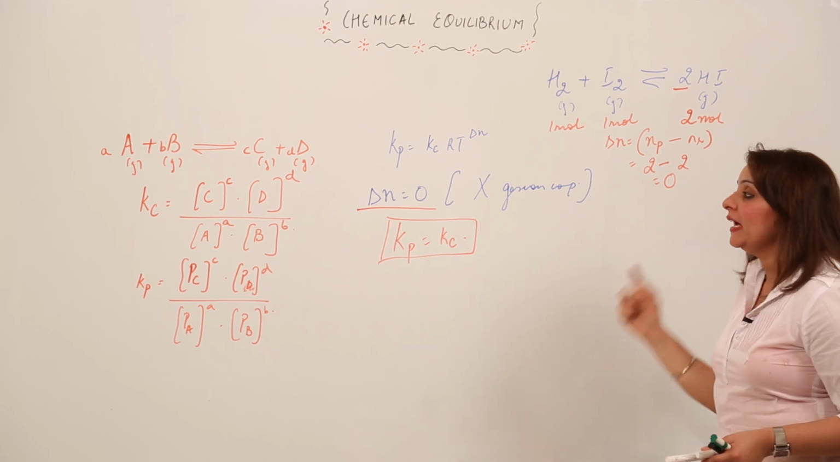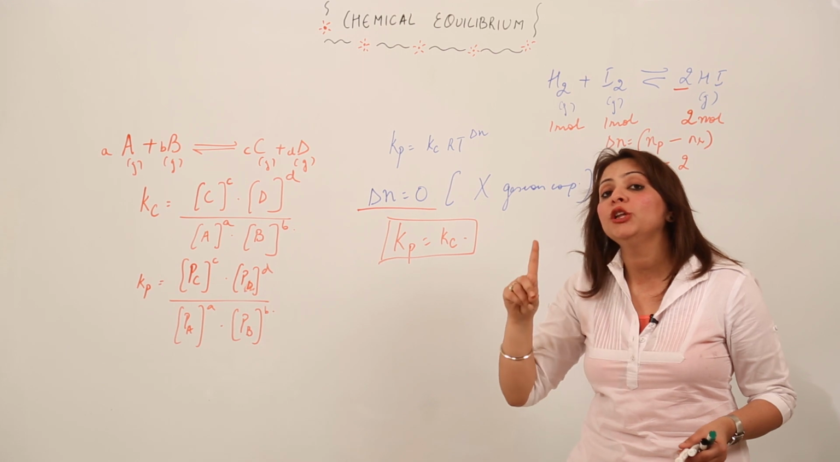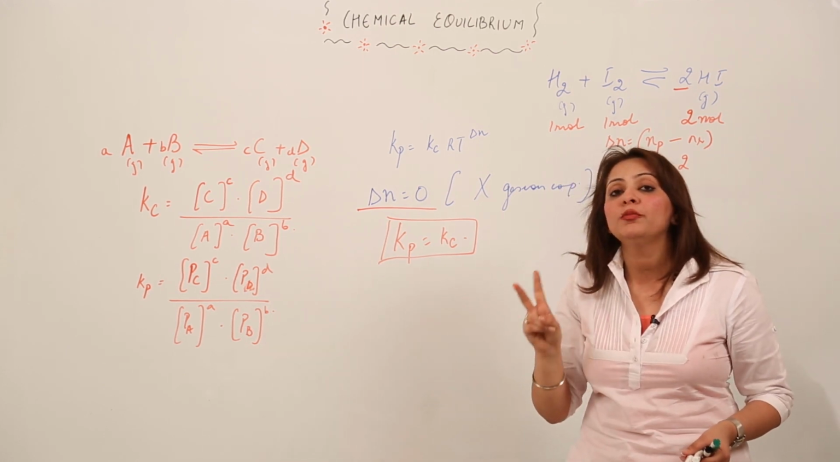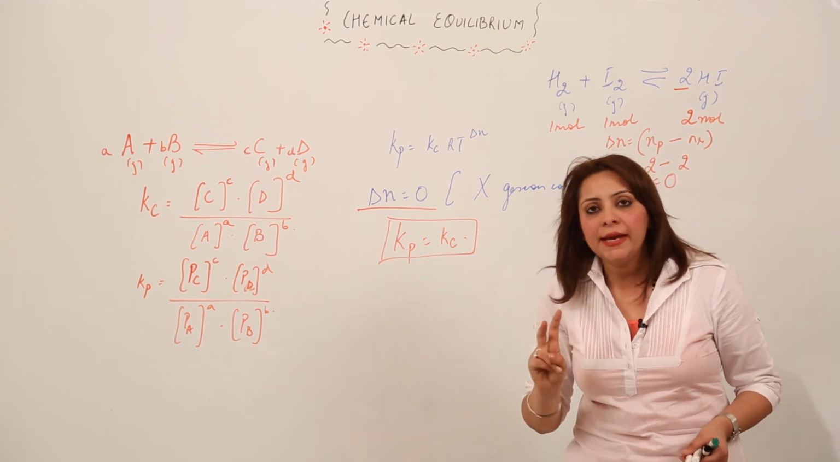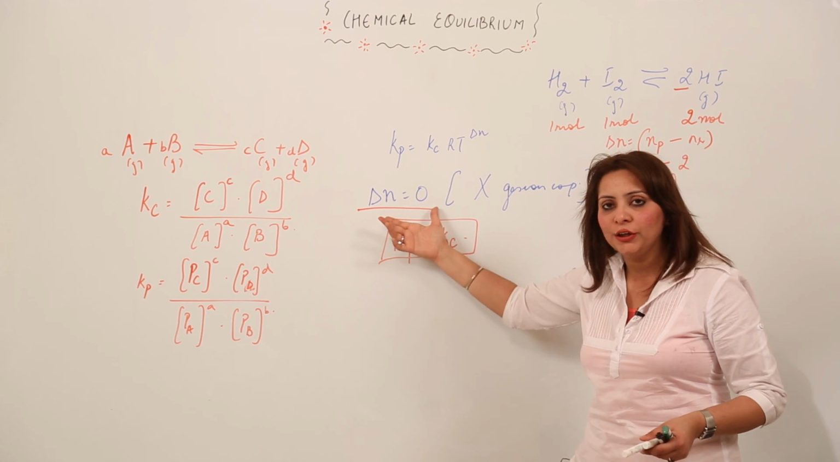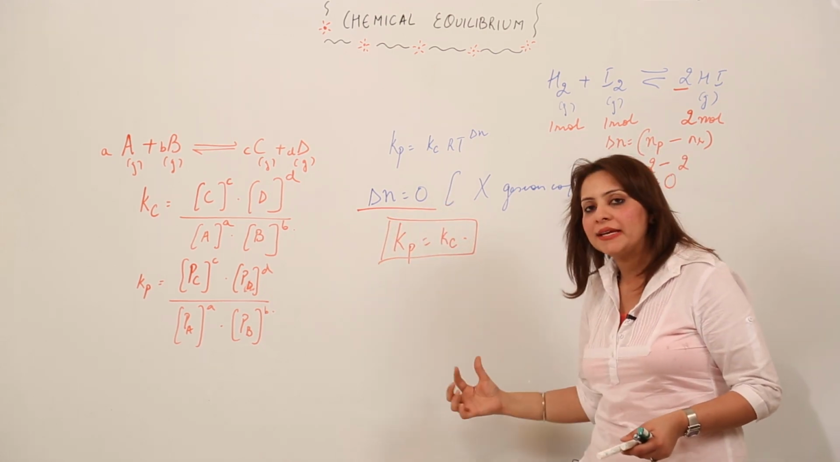So that means delta N can be 0 under two conditions. One is when the reaction does not involve any gaseous moles, and the second is when the number of moles of the reactant and product are the same. Either case, we are getting delta N equal to 0, which corresponds to Kp equal to Kc.